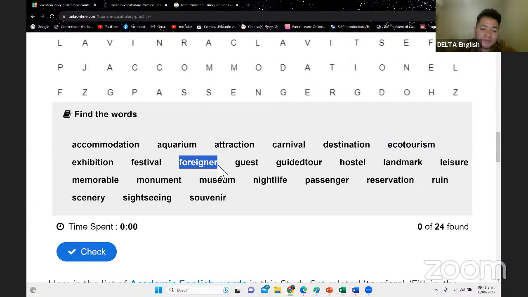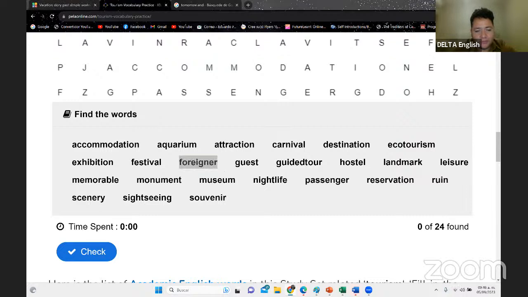Okay, well, and then we have this word, foreigner. What is foreigner? Foráneo, extranjero. Extranjero, exactly. We have foreign, this is the adjective, right? Foreign country, país extranjero. Foreign language, lengua extranjera. So this is the adjective. Foreigner is the noun, the person, okay?